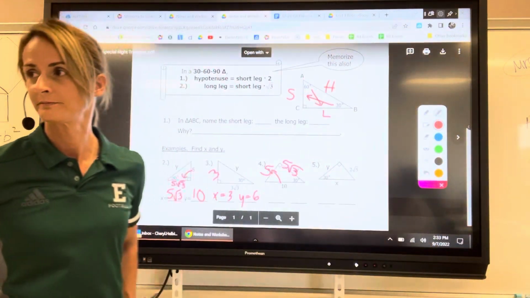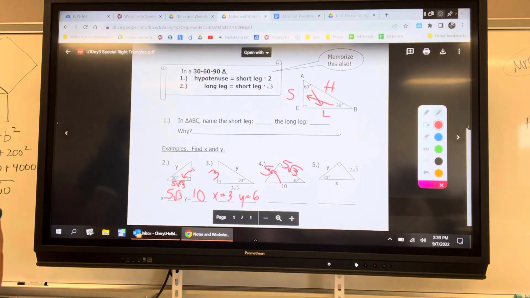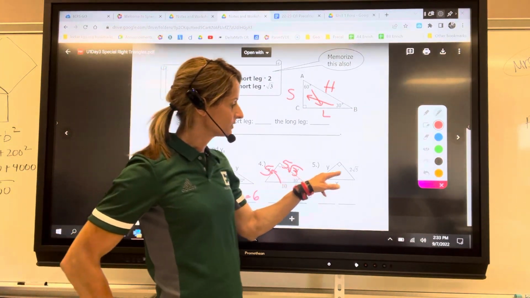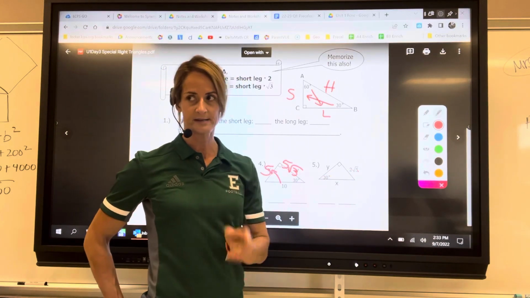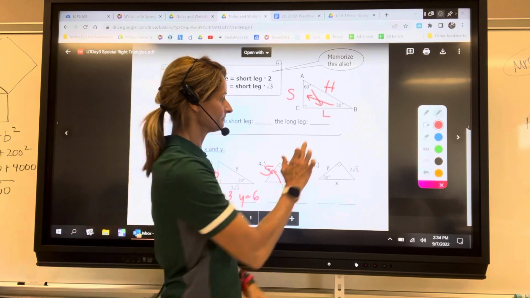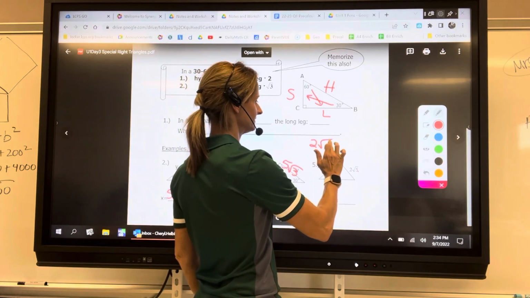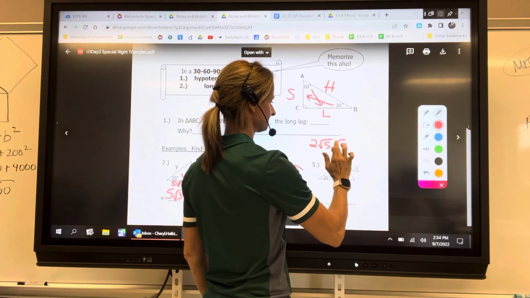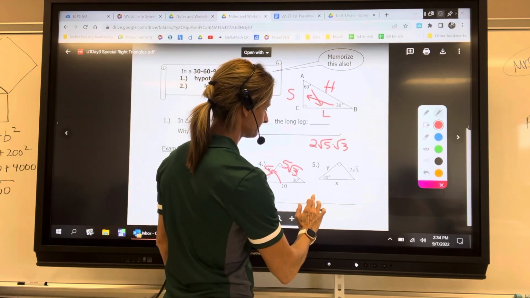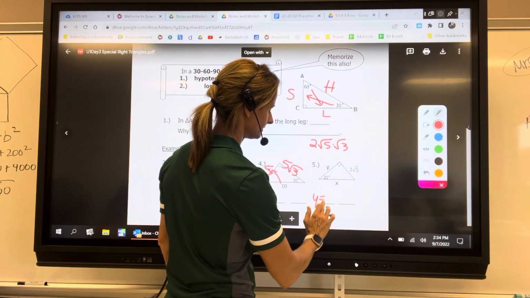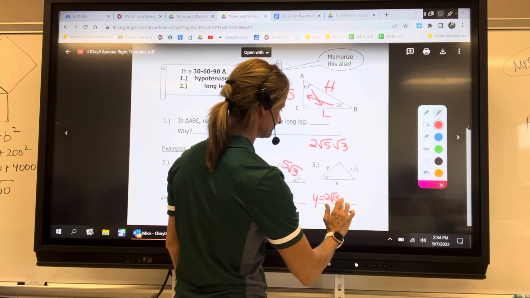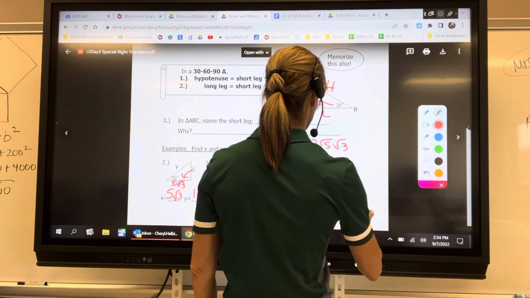Last one. Good? Okay, last one. Here's our 30 degrees, so we know that 2 root 5 is the short side. So I can multiply that by root 3. So what's 2 root 5 times root 3? That's going to be 2 root 15. So that's y. And then x is the hypotenuse.